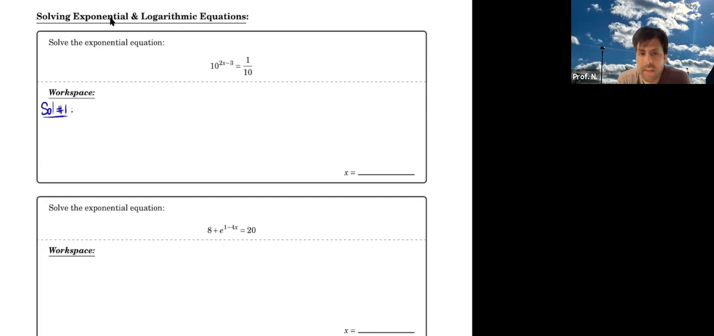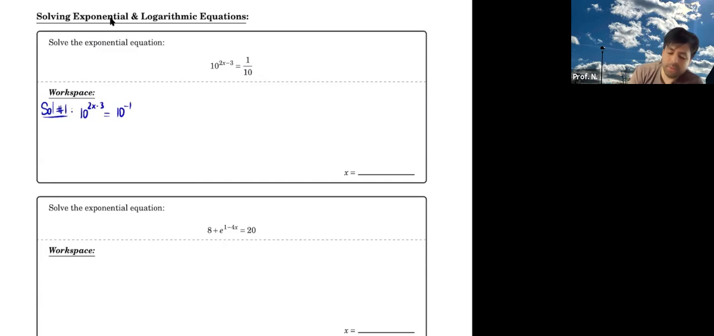The first thing I recognize is that I have a 10 as my base, and I also have a 10. I can rewrite the right side as a 10 in the base as well, except that now it's going to be raised to the negative 1. So I rewrote 1 over 10 as 10 to the negative 1.